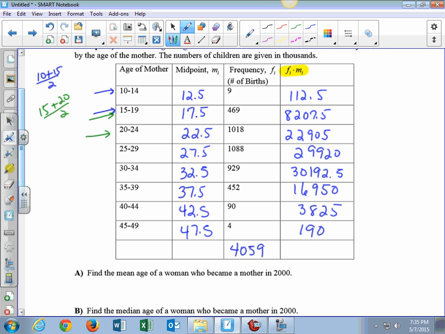Okay, I need to add together that frequency times the midpoint. And again, I'm just going to save us some time. I already added these together.